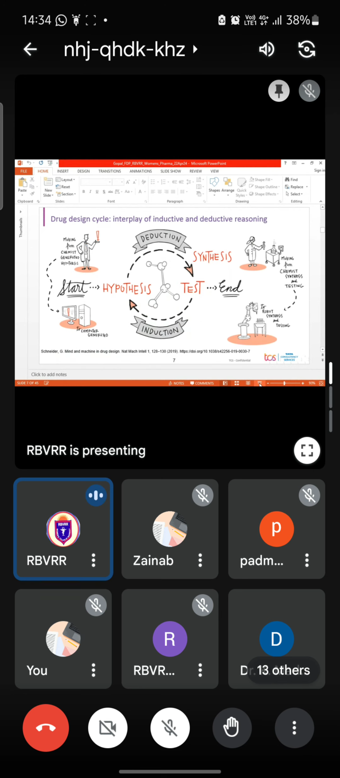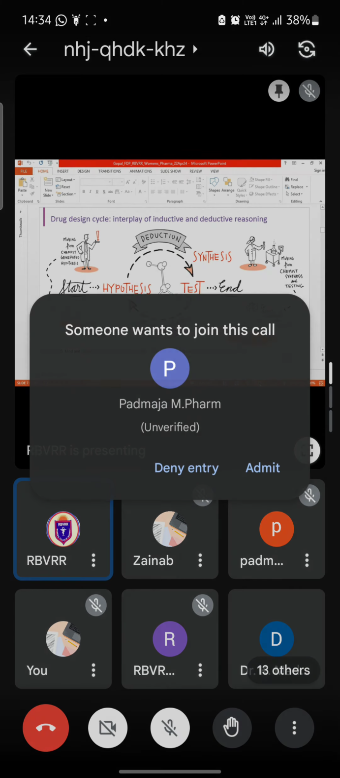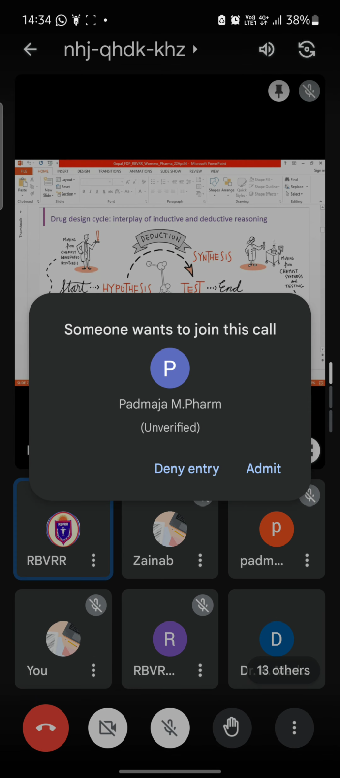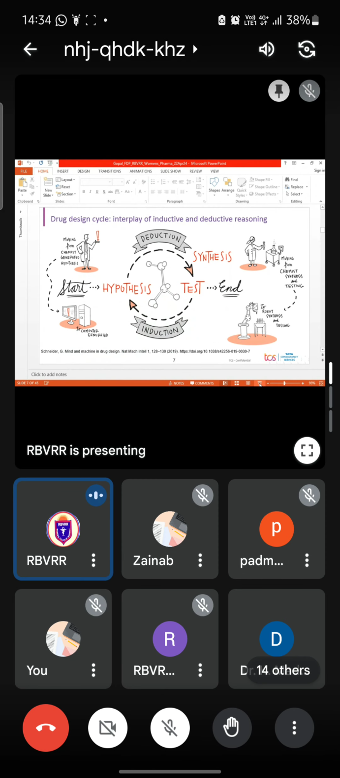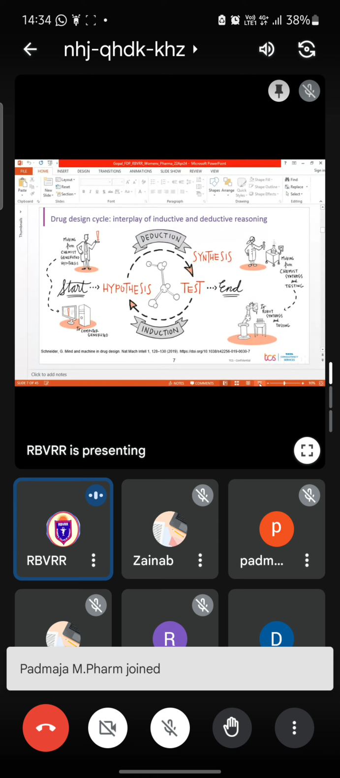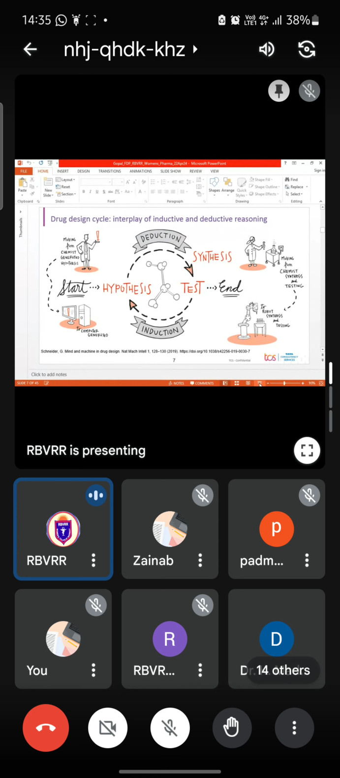So this is an extension of the previous cartoon. In the drug design cycle, we have an interplay of inductive and deductive reasoning. These keywords we must know. Zenith, what is inductive?